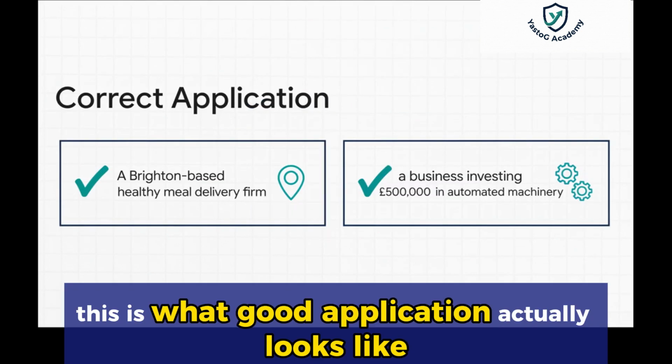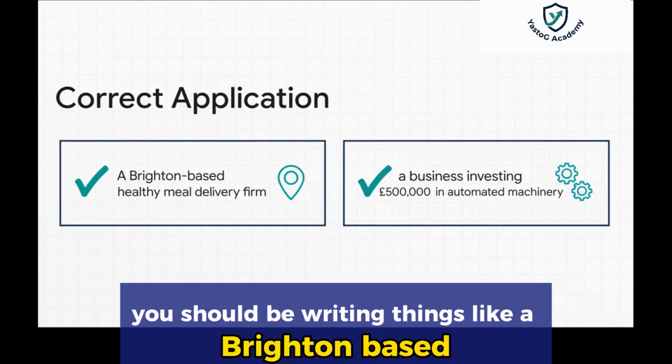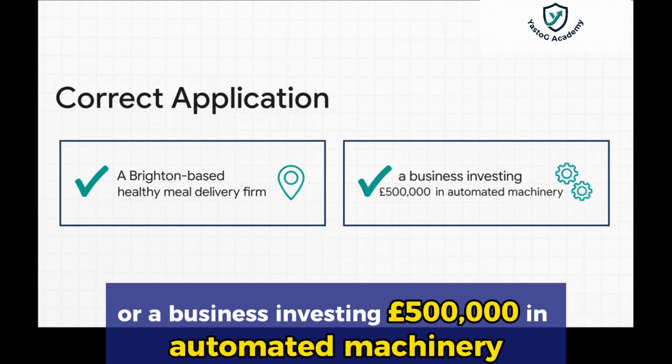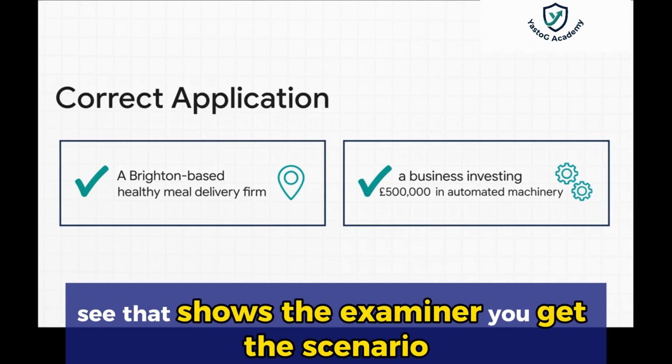This is what good application actually looks like. You should be writing things like a Brighton-based healthy meal delivery firm, or a business investing £500,000 in automated machinery. See, that shows the examiner you get the scenario.